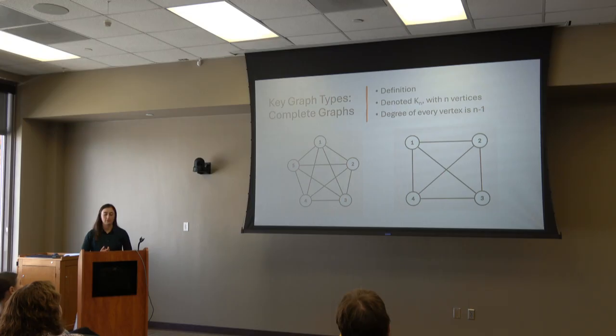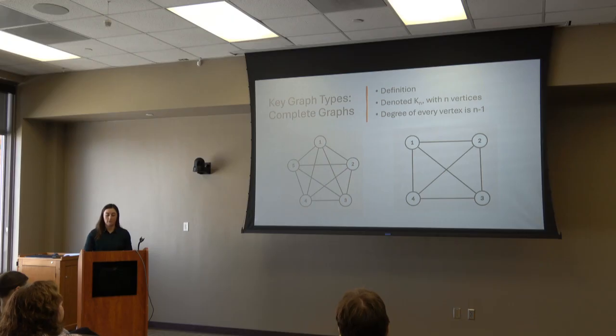We'll jump into some key graph types, and we'll start with complete graphs, which is where all of the vertices are adjacent to each other. This is denoted K_n, with n vertices, where every vertex has the degree of n minus 1. So the graph on that bottom left is a K5 graph, and all of the vertices have degree n minus 1 because other than the vertex you're referring to, all of the other vertices are connected to it. So that K5 will have degree 4, and that K4 on the right will have degree 3 because it has one less vertex.